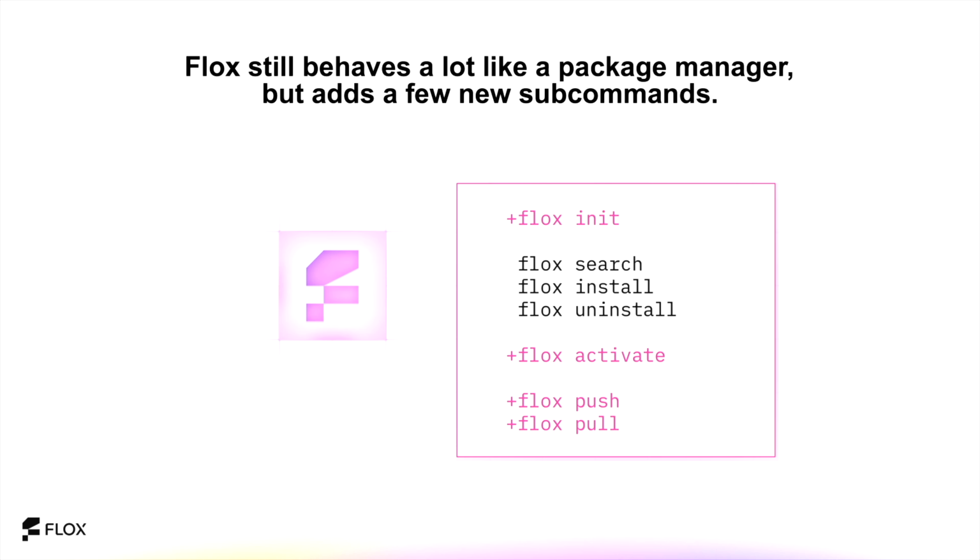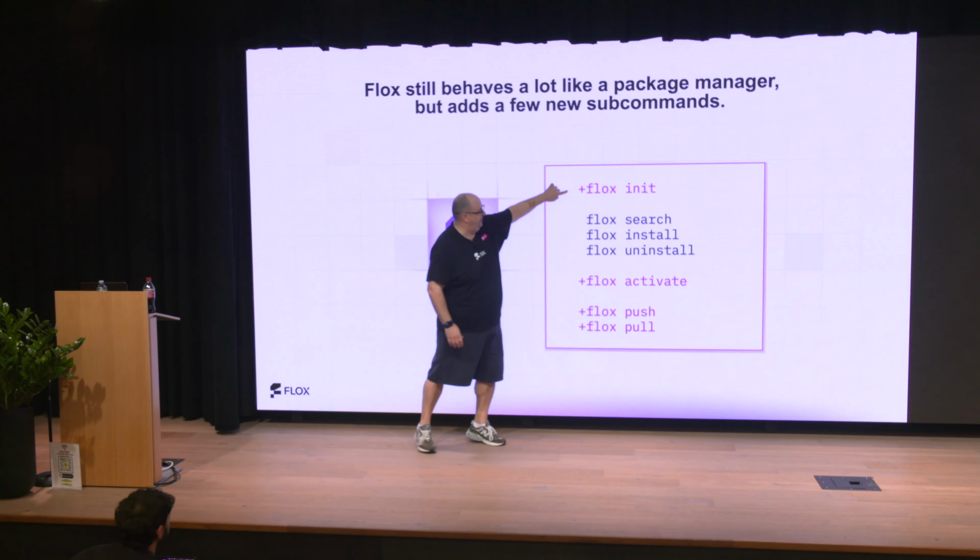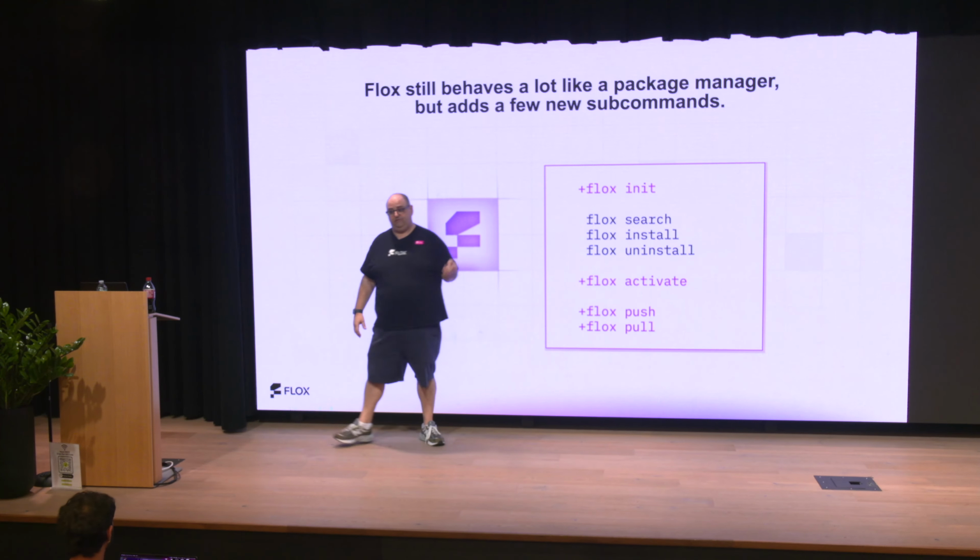The way you use it is a lot of things you'd use in your regular package managers. Flox search, install, uninstall. But we've added a few extra commands. Init, because Flox environments live inside directories. Activate, because you have to be able to activate and deactivate them. And push and pull, so you can push it to FloxHub and pull it down. And Flox environments have a manifest.